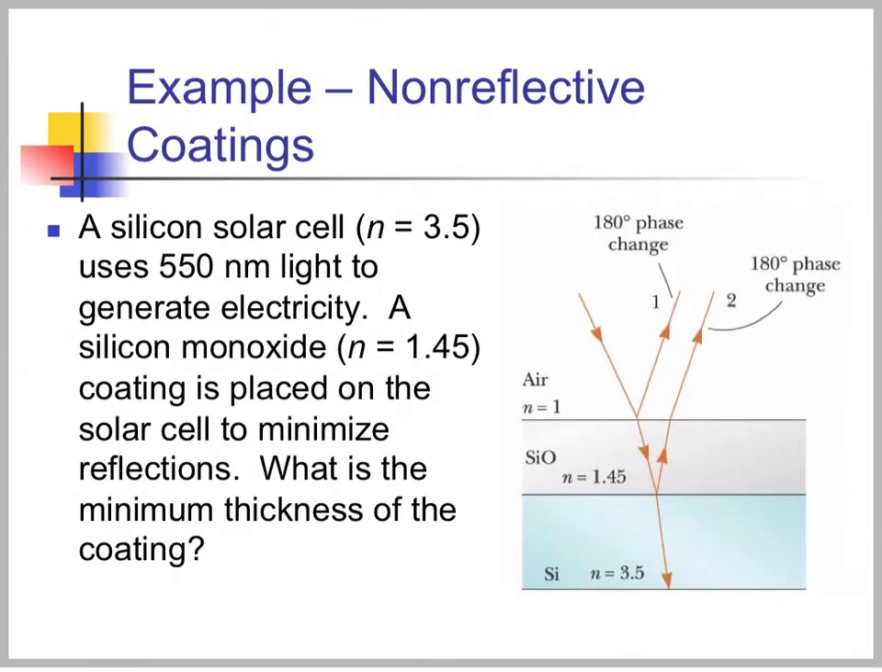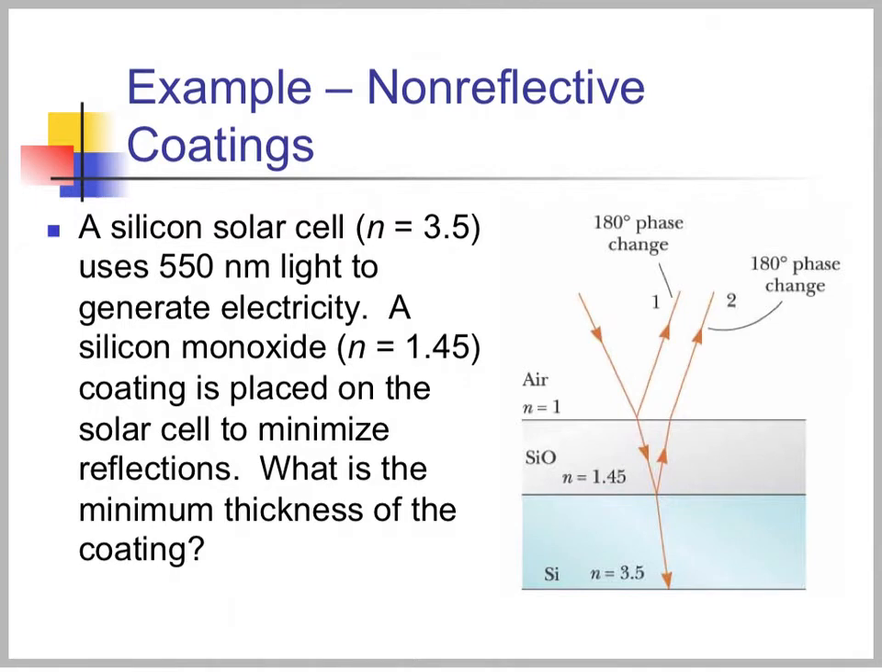So look at a different problem. A non-reflective coating. A silicon solar cell, silicon has an index of refraction of 3.5, uses 550 nanometer light to generate electricity. A silicon monoxide, n equals 1.45, coating is placed on the solar cell to minimize reflections of that specific wavelength of light. What is the minimum thickness of the coating?